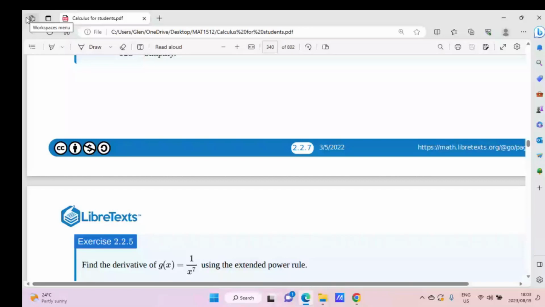Vuyo, what did you get as an answer? Yes, sir. I got 1 over 1 minus 7x to the power 8. What should I write, Vuyo? Negative 1 over 7x to the power 8.